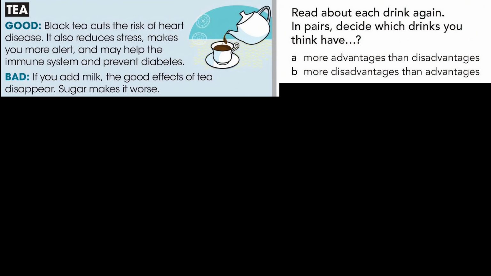Tea. Good. Black tea cuts the risk of heart disease. It also reduces stress, makes you more alert, and may help the immune system and prevent diabetes. Bad. If you add milk, the good effects of tea disappear. Sugar makes it worse.